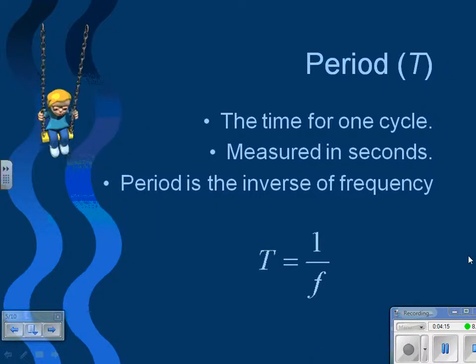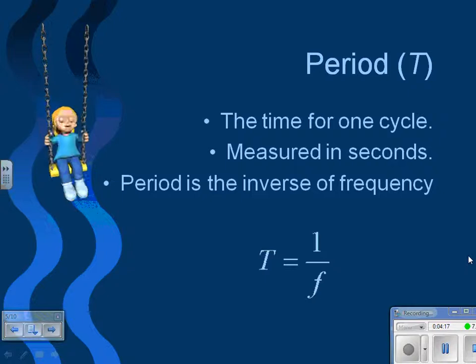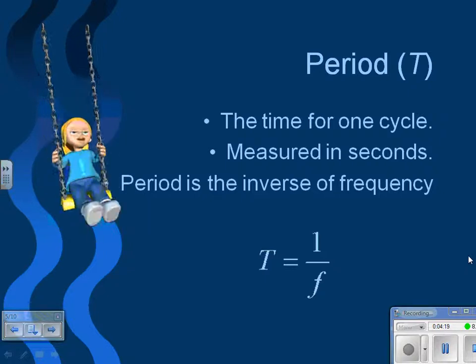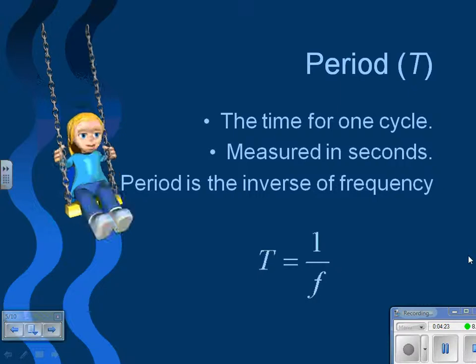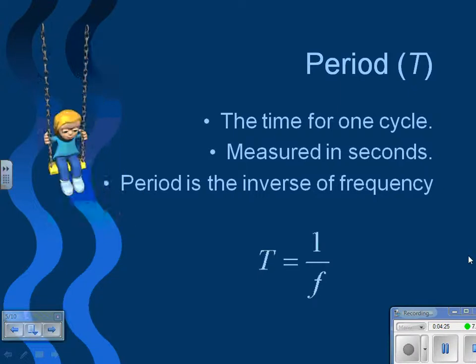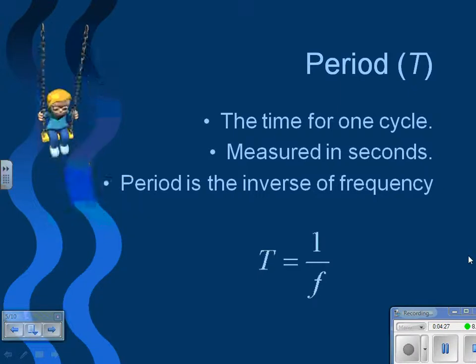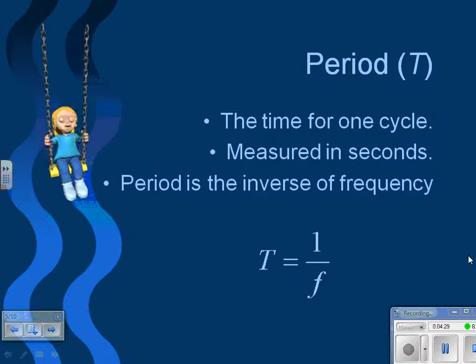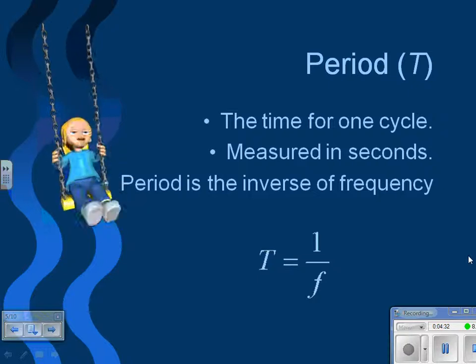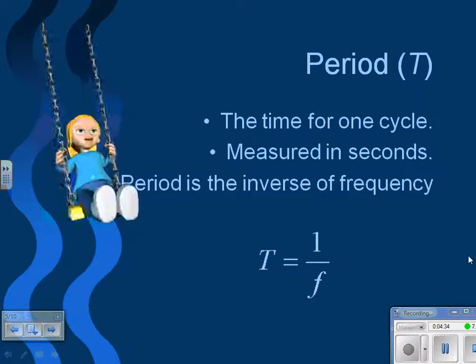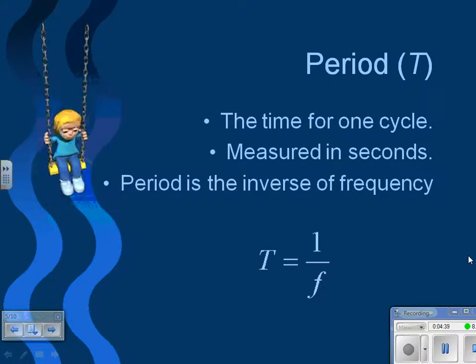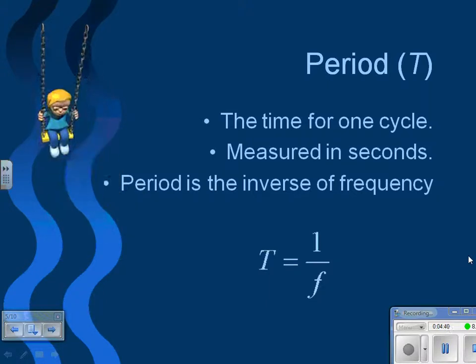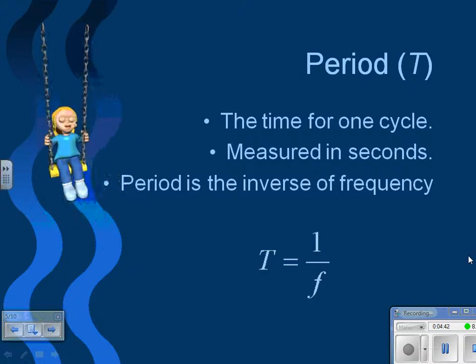So period, capital T, this is the time for one cycle. It is measured in seconds, and it's the inverse of frequency. Students often will get these two confused. So if frequency is how many crests or how many cycles go by each second, then period is, well, how long does it take for one cycle to go by, or how long does it take for one wavelength or one crest to go by?